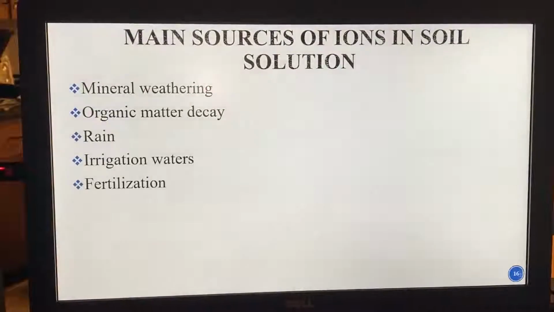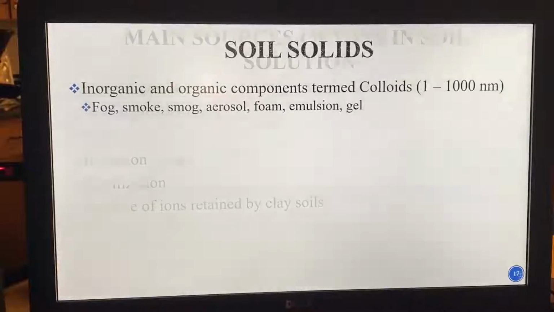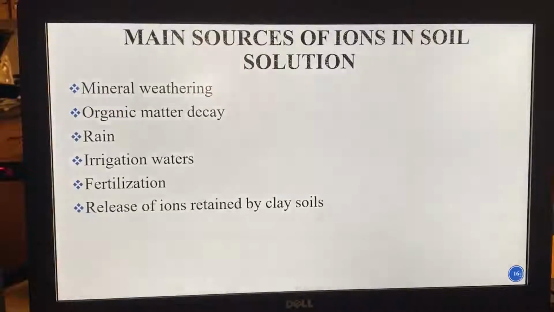Fertilization makes sense because our crops need more nutrients than might be what is supplied by the soil. Let's go back up one. And then the release of the ions from the mineral weathering or the organic matter decay.